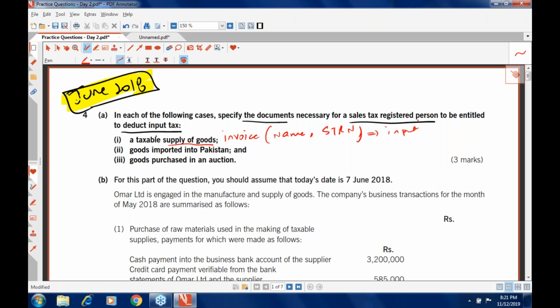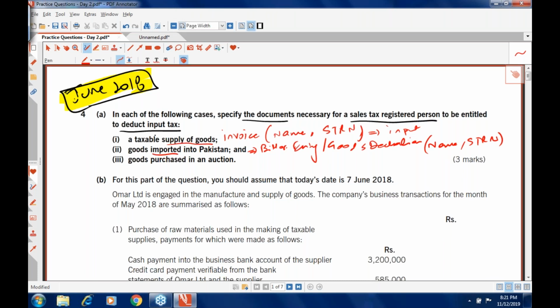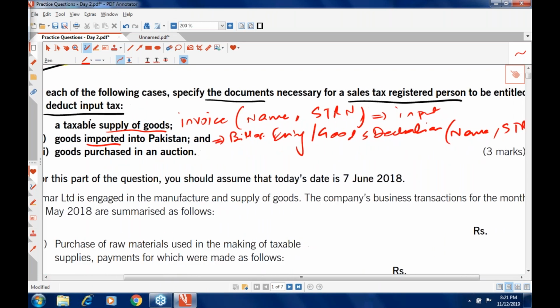The second thing is that if the goods are imported into Pakistan, then instead of an invoice you need a bill of entry, or a goods declaration, which is generally submitted to the customs authority. That should also have your name and your sales tax registration number. So if you want to claim input, you can't just claim the input like that.